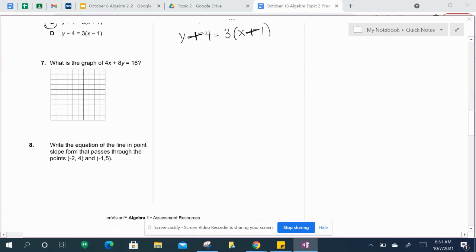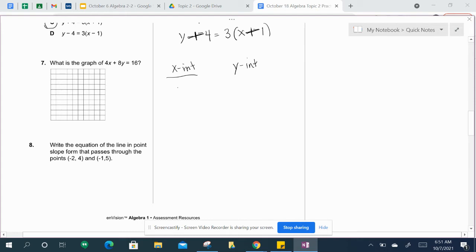All right, when we get to question 7, we switch gears just a little bit. It says, what is the graph of 4x plus 8y equals 16? What I notice about this one is that it is not in slope-intercept form. So graphing in slope-intercept form is not going to be my best option. What I do notice is this one is in standard form. And so the easiest way to graph in standard form is to find the x-intercept and then find the y-intercept.